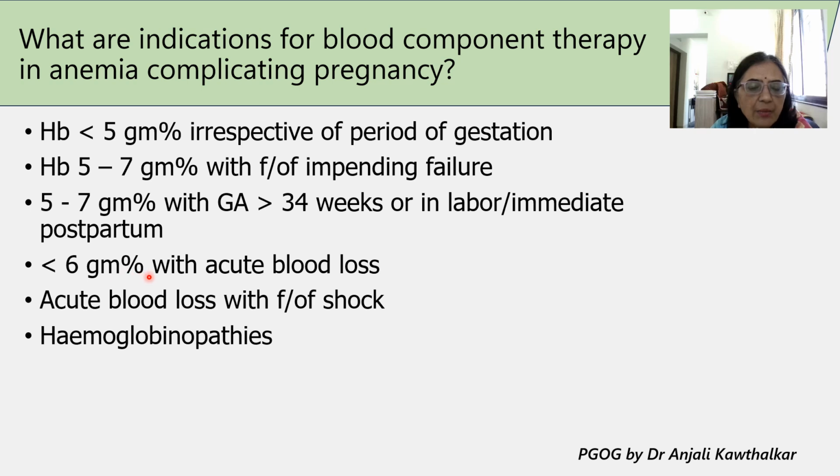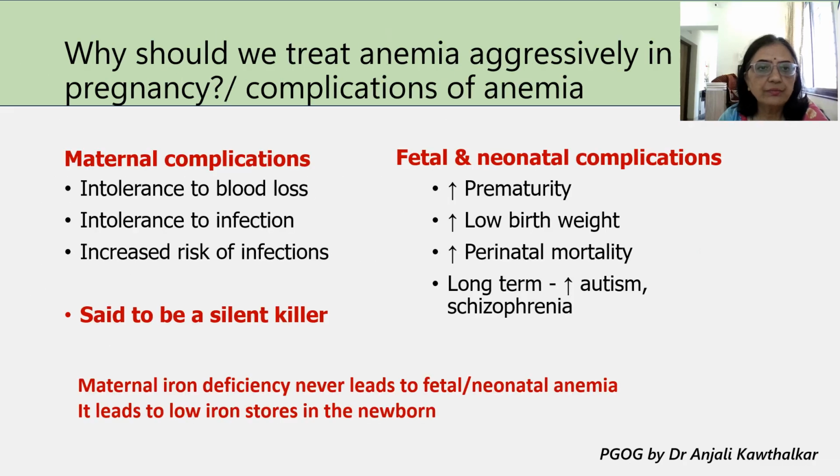Less than 6 gram percent with acute blood loss is a definite indication for blood transfusion, and if acute blood loss is associated with features of shock, then also we need to give blood transfusion. In hemoglobinopathies, especially sickle cell disease, the best way to treat the patient is by giving blood transfusions.